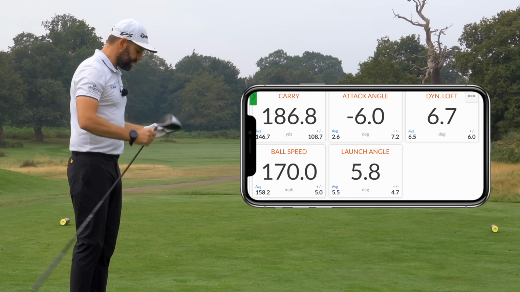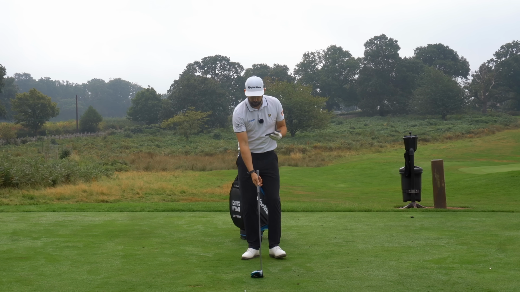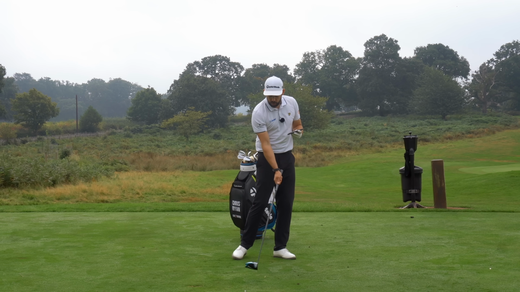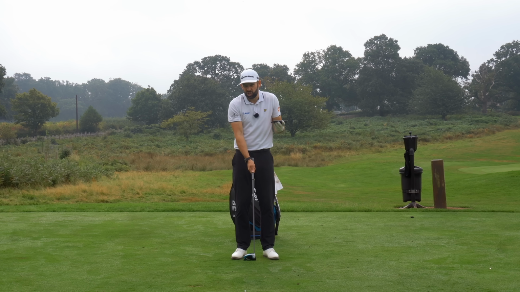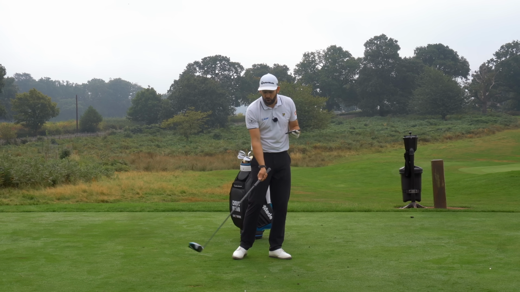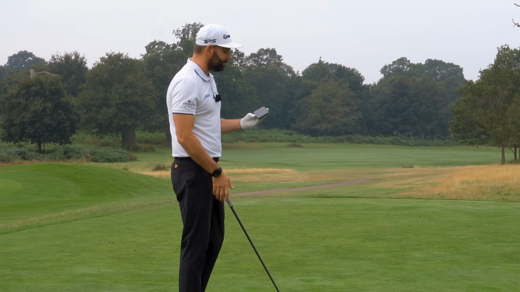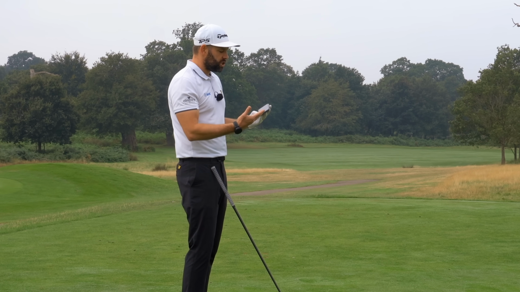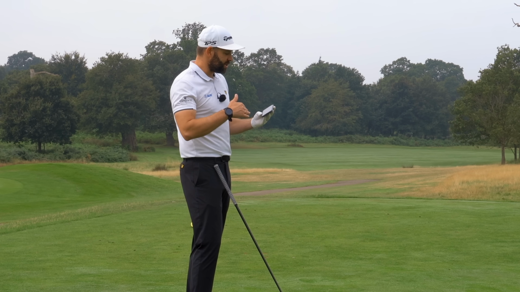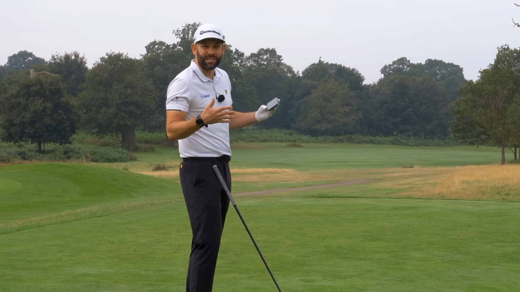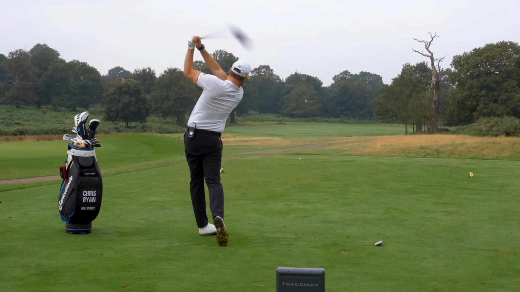So what that really means is that when my club hit the golf ball, it was traveling downwards towards the ground. Now, if you just look at what that does to the loft, it will generally, in most cases, take loft off the golf club. Not always, but in most cases. So that's why we get dynamic loft, which is how much loft the club has, just under 7 degrees. That's really low. That means the launch angle is down at just under 6 degrees. And if you saw the ball flight, it was very, very low.